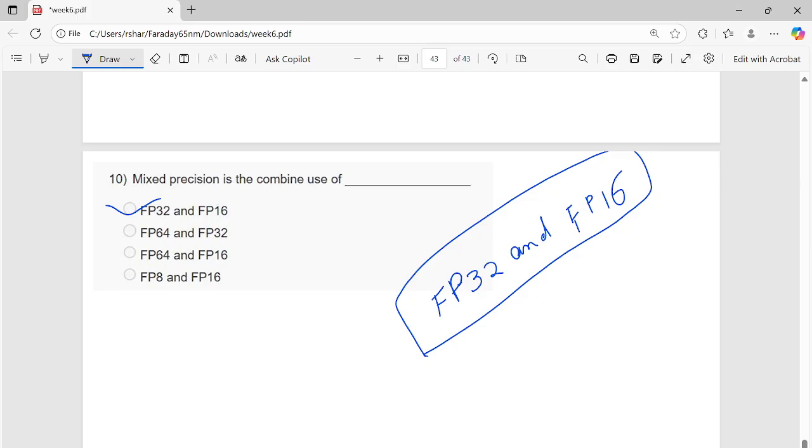And float 64 is mainly used for scientific computing but is rarely used in deep learning due to its heavy computational cost. And FP8 is an emerging format but not widely adopted yet for mixed precision training. So mixed precision training is combining FP32 and FP16 to optimize performance and resources.